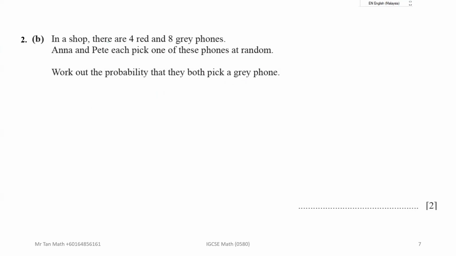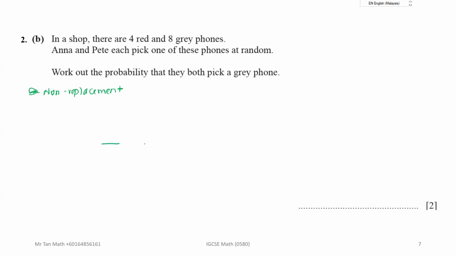Okay, so this is a no replacement question. To take note, it is a no replacement question. Therefore, the denominator will change, reduced by 1. Work out the probability that both are picked gray phone.